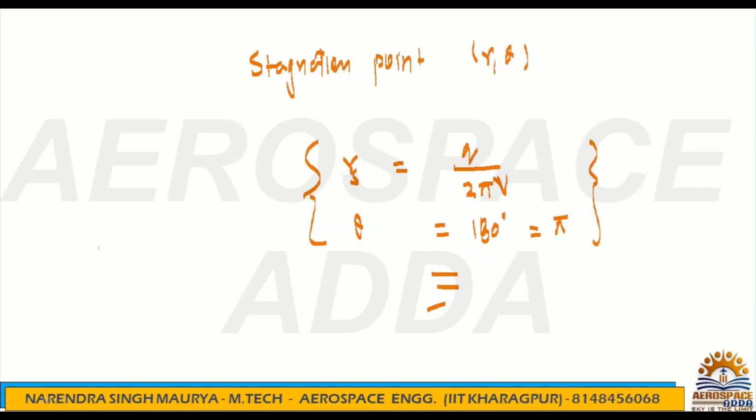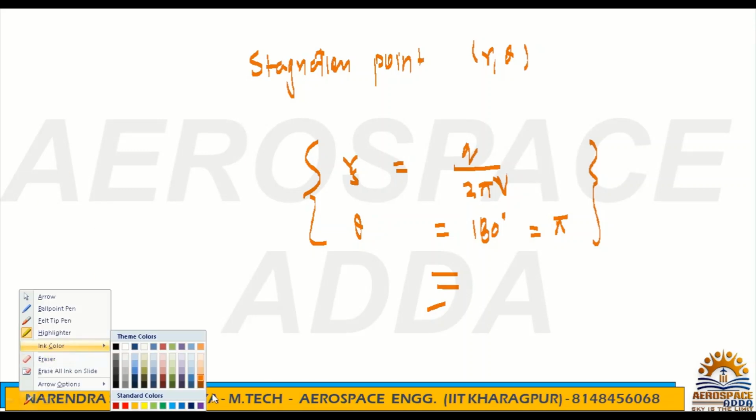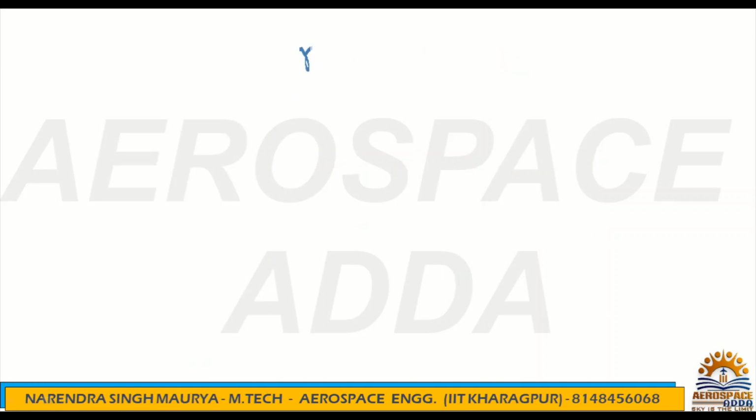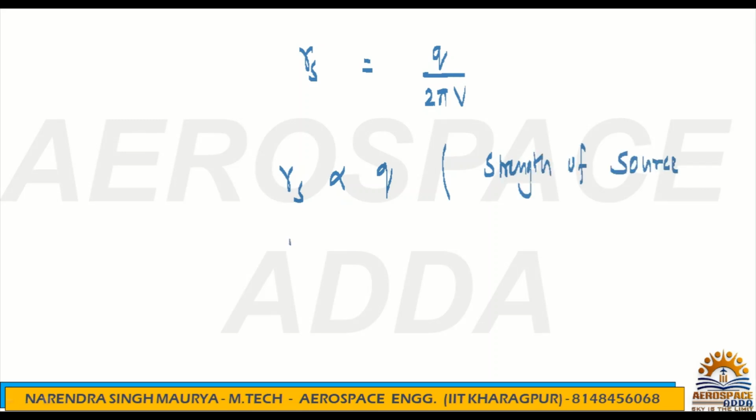Again, the question they can ask is, what is RS, the stagnation point? This relation you can check. RS is equal to Q upon 2 pi V. So RS is directly proportional to Q. What is Q? The strength of the source. RS is also inversely proportional to V. What is V? Uniform velocity. So remember this result. They can ask, if uniform velocity V is increasing, then what will the stagnation point do? It will be reducing. If Q, the strength of the source, is increasing, then the stagnation point also will be increasing. That result you need to remember. Your job.